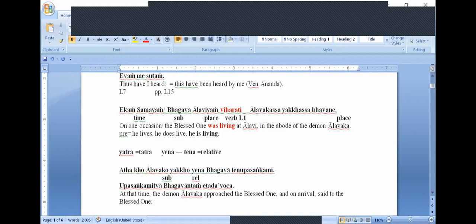So Bhagava actually is a subject here also. But that's how the sentence is, all right? Alavako yakkho, yena bhagava, tenupasankami. This is a meet here actually. It's not meet, it's eat. Eat is a past tense here. So this one you all have not learned yet. So anyway, this is always past tense.